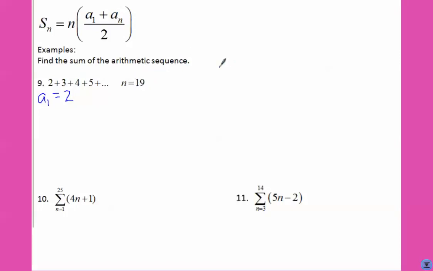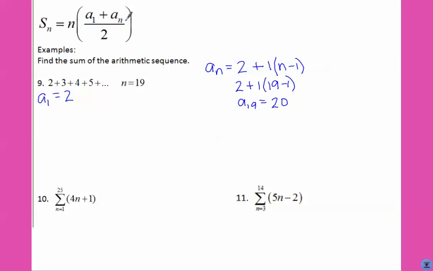So in order to do this, we're going to have to write an equation again. So a sub n equals our first term is 2 plus, we're increasing by 1 each time, 1 times n minus 1 would be our formula for this sequence. To find the 19th term, we're going to plug in 19 for our n. So 2 plus 1 times 19 minus 1. That tells us that our 19th term is 20.